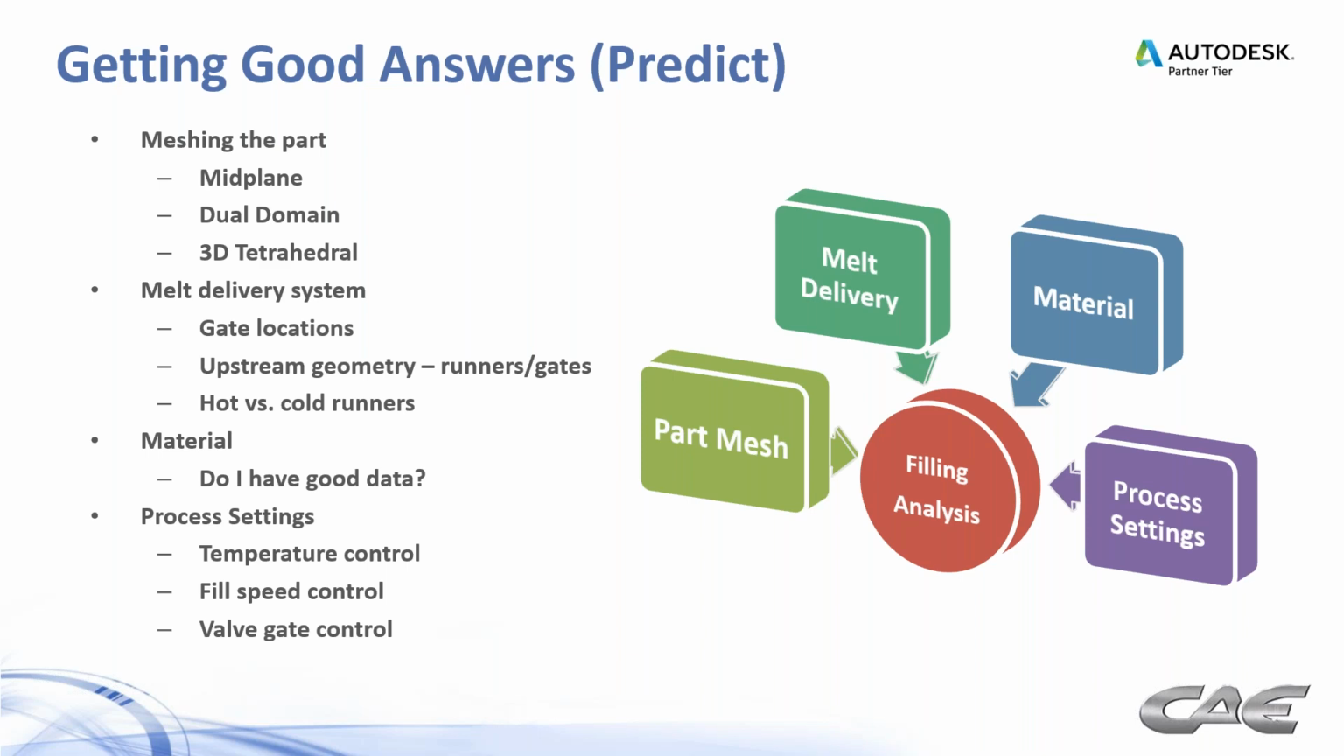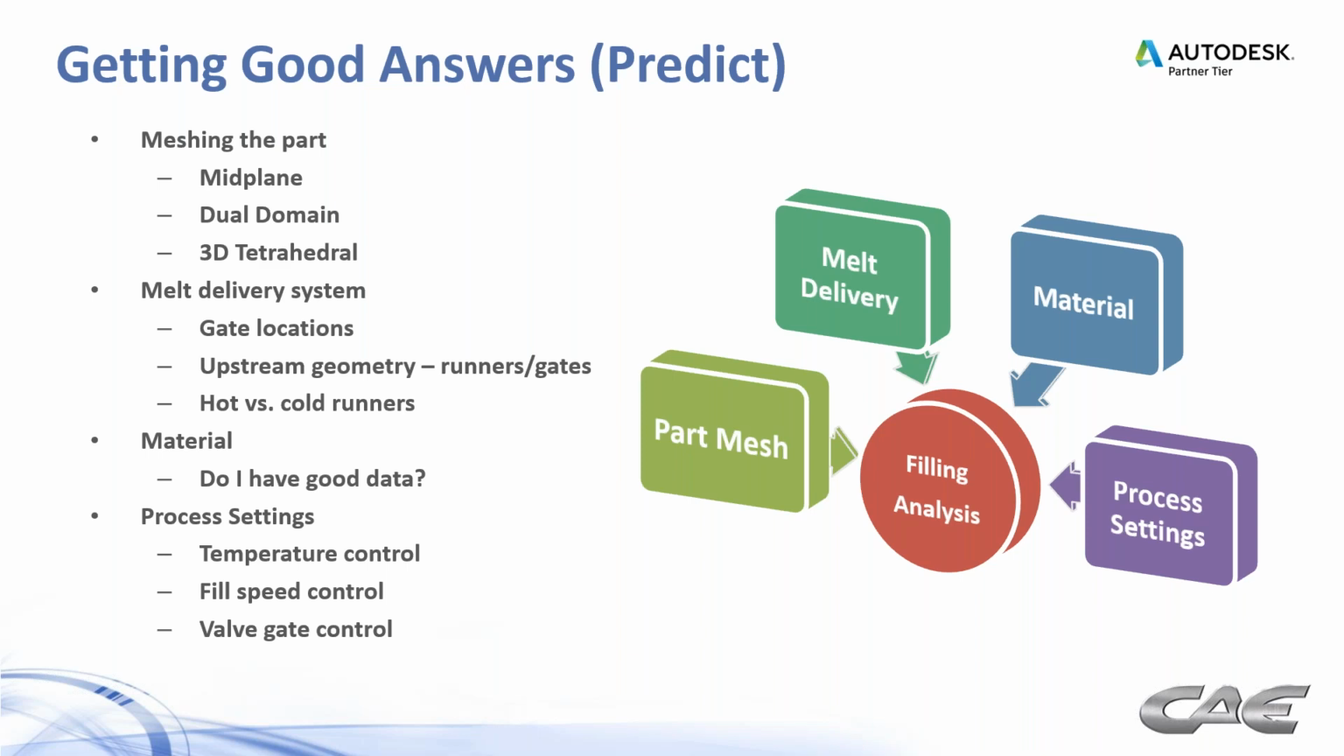The first step is we have to mesh the part, and that's going to come in one of three forms, and we'll talk about that in a minute: midplane, dual domain, and 3D tetrahedral. We have to define a melt delivery system. We have to give gate locations. We have to define the upstream geometry. We have to decide hot versus cold runners.